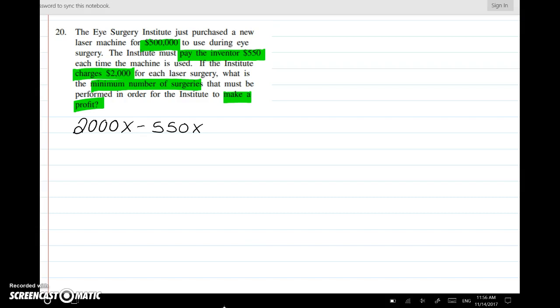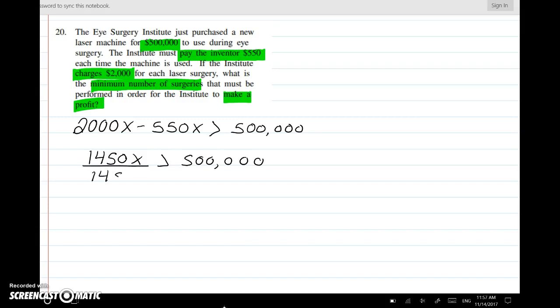Now they want to know the minimum number of surgeries, the smallest amount of surgeries. So all this has to be greater than $500,000, because only when they have more than $500,000 will they make a profit. Remember, your profit is after you pay off all your expenses. You get money in, you're happy, and then you have to pay off all your expenses. You lose money. Profit is the difference between the two. So we combine like terms. We get 1450x is greater than 500,000.